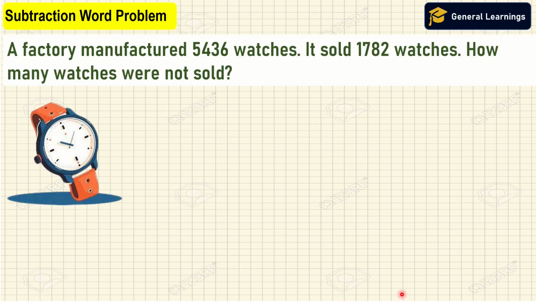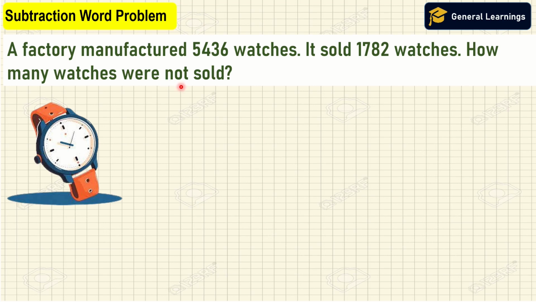We will see another one word problem. Here they have given a factory manufactured 5,436 watches. It sold 1,782 watches. How many watches were not sold? So in this problem, what they are telling is they have manufactured 5,436 watches. In that, they have sold 1,782 watches. So now we are going to find out how many watches were not sold.